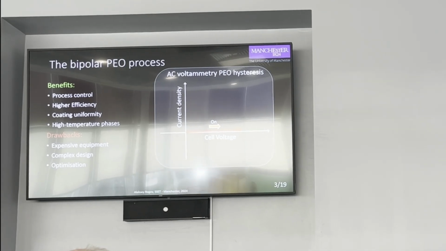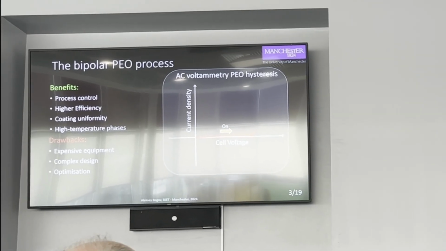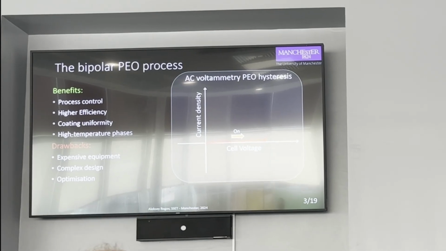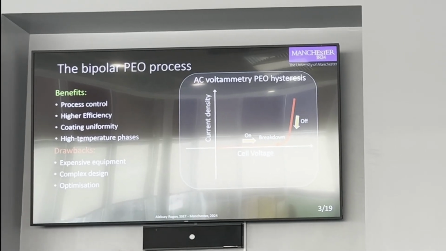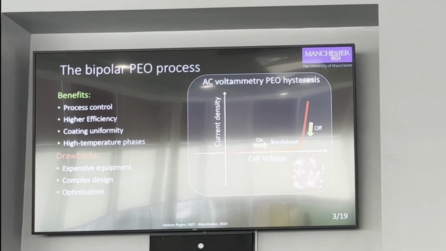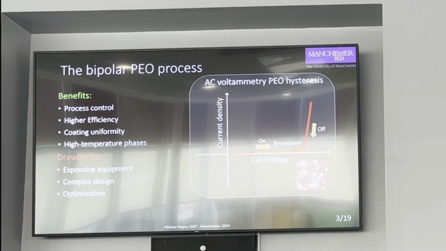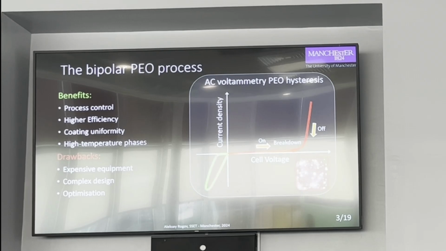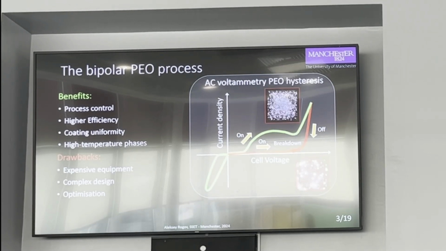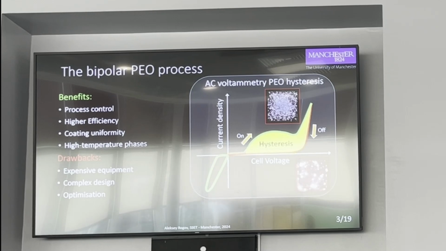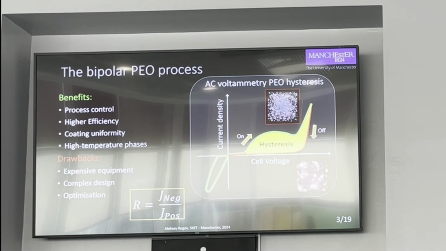Without negative pulses, the simple anodic unipolar process is characterized by a relatively simple breakdown-type current response, both in the upward and downward direction, and we can see the usual microdischarges. However, if we apply negative pulses, the positive pulse experiences a characteristic hysteresis, which, if the negative current is enough, turns the process into the so-called soft sparking mode. Such processes are usually characterized by the ratio between negative and positive currents, and this is one of the main parameters.